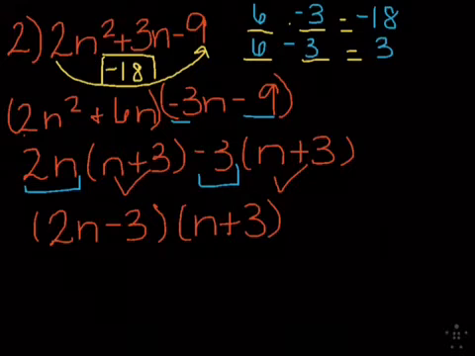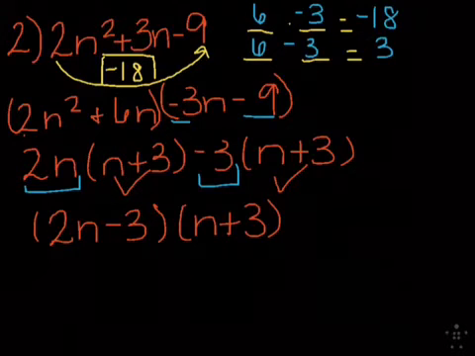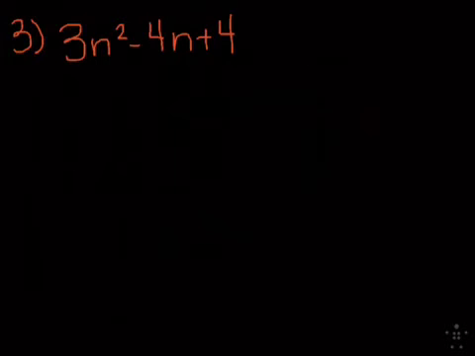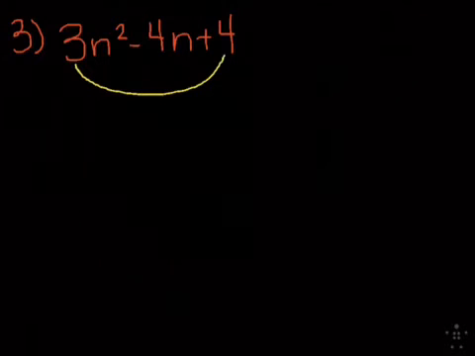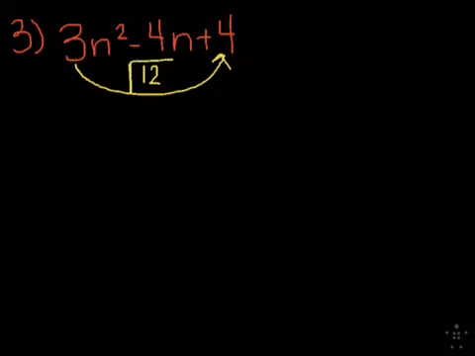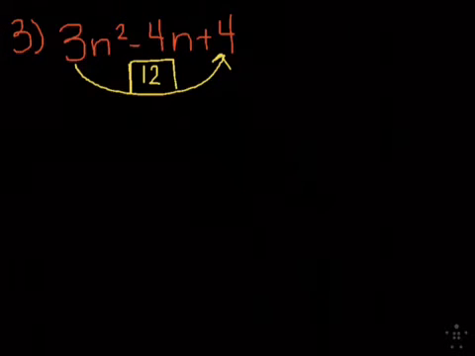Let's try another one. Same deal. Multiply the first and last one together. So that ends up being 12. So you're looking for numbers that when you multiply them, you get 12, and they combine and give you a negative 4.